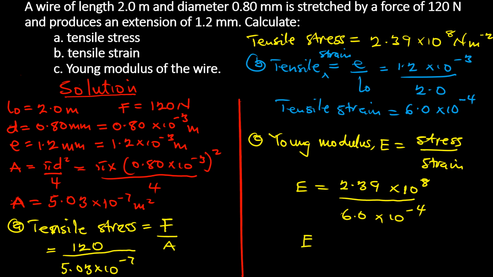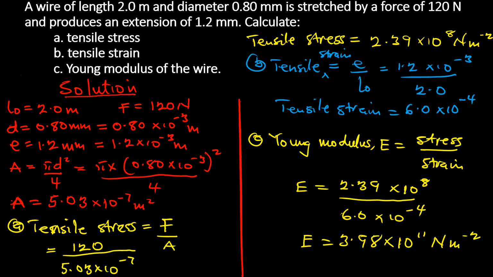So Young modulus will be equal to, by using our calculator, 2.39 times 10 to the power 8 divided by 6 times 10 to the power minus 4. So this will give us 3.98 times 10 to the power 11 Newton per meter squared.